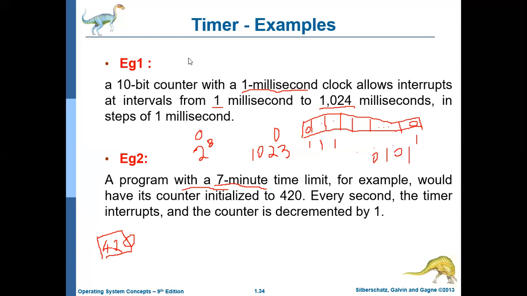And then we have discussed timers and counters. So basically, timers are used to ensure that no program runs for a long period of time and unnecessarily uses the system resources. So the operating system will ensure that by using timers and counters.